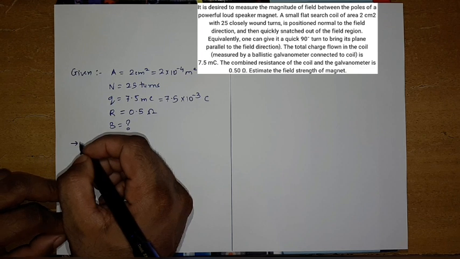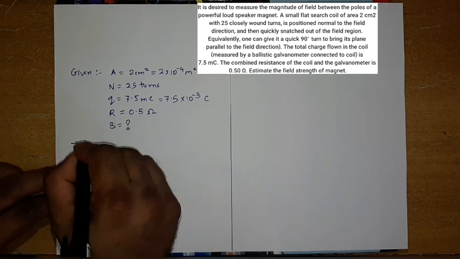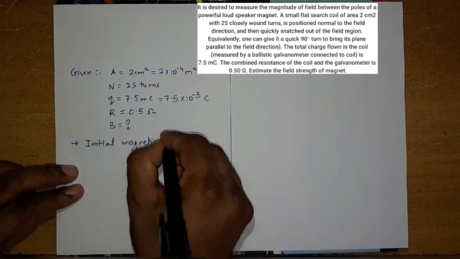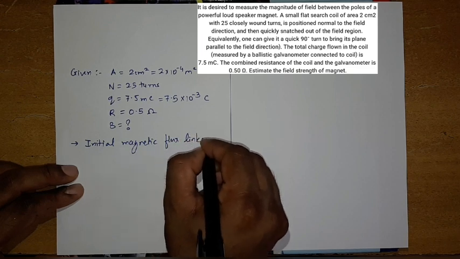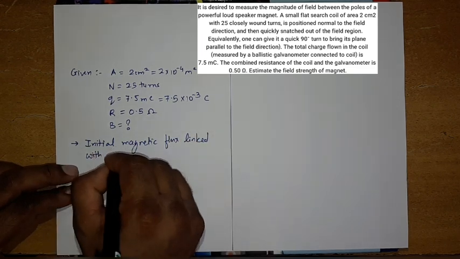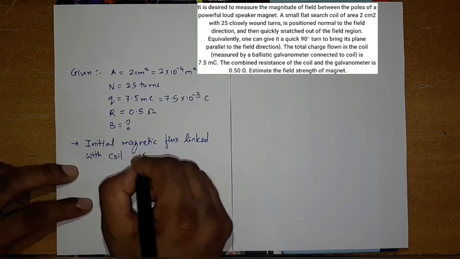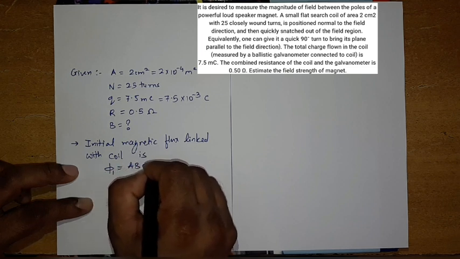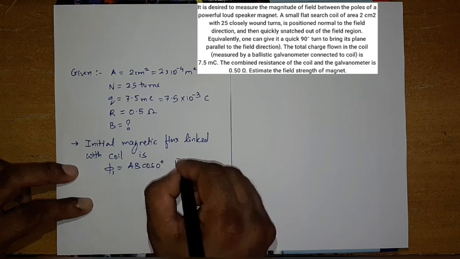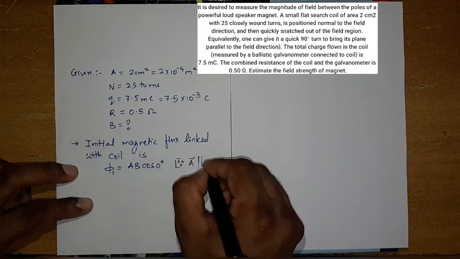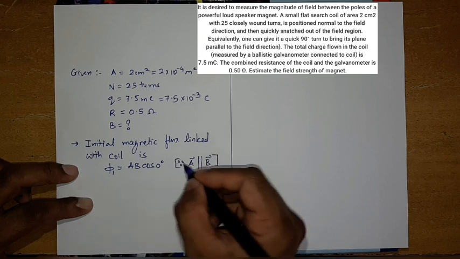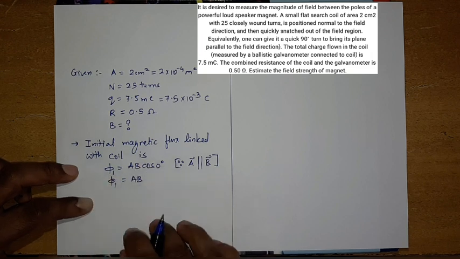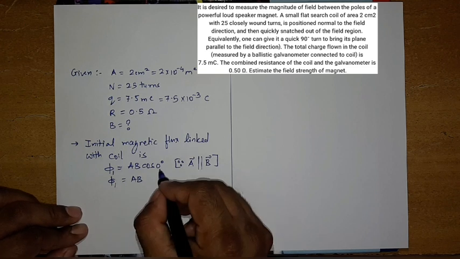Okay. Let me find the initial magnetic flux linked with the coil. Initial magnetic flux linked with the coil, that is flux phi 1, is equal to AB cos theta. Theta is 0 degree because the area vector is parallel to the magnetic field, both in the same direction. So it will be only AB, right? This is the initial flux. As I told you, the initial angle is 0.